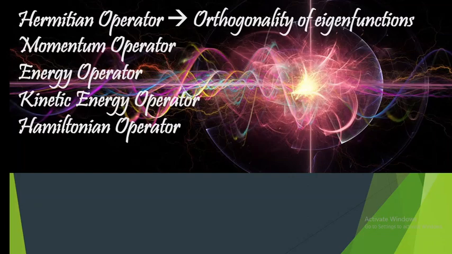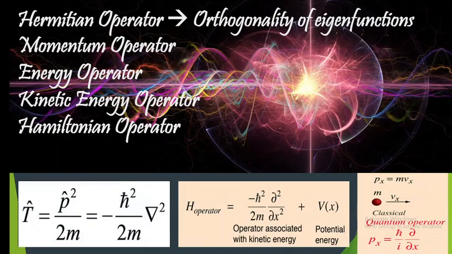Hello everyone. In today's session, I am going to continue with the previous topic, that is the Hermitian operator, and we are going to derive the second property which is very important for an operator to become Hermitian, which is nothing but the orthogonality of eigenfunctions. Then let us deal with the nature of momentum, energy, kinetic energy, Hamiltonian, etc. in terms of operators, which play a very important role in studying quantum mechanics.